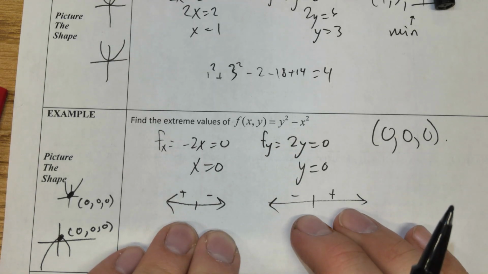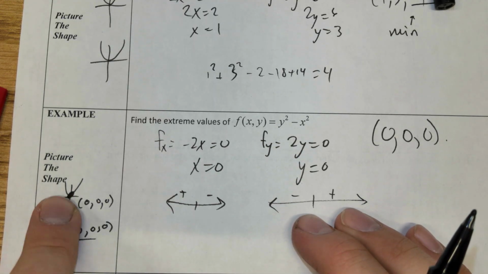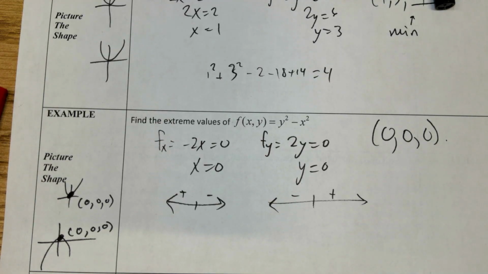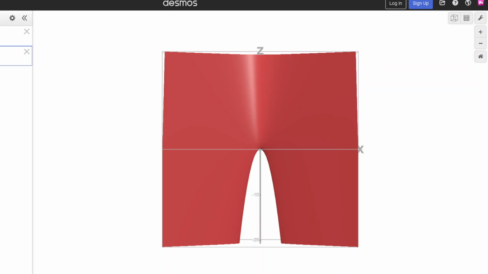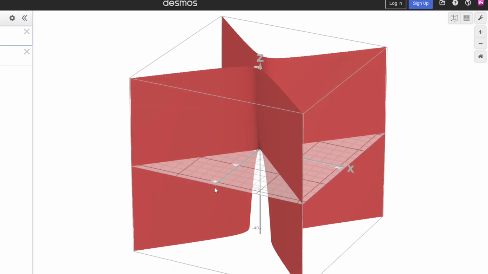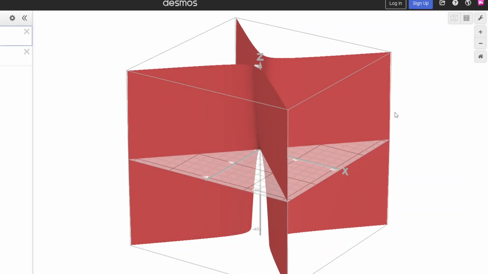We're saying that this is not quite a min, not quite a max, and it's a little bit of both at the same time. So let's hop over to Desmos 3D and see what the image of this function looks like. y squared minus x squared looks like a pair of pants, obviously. That's what we've come to expect at this point, right?